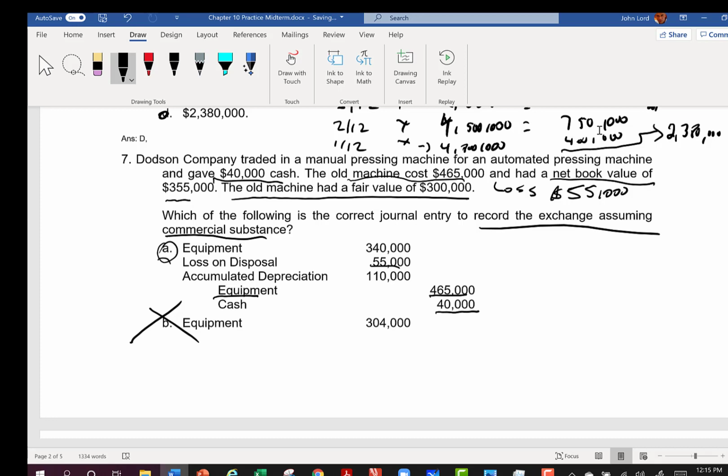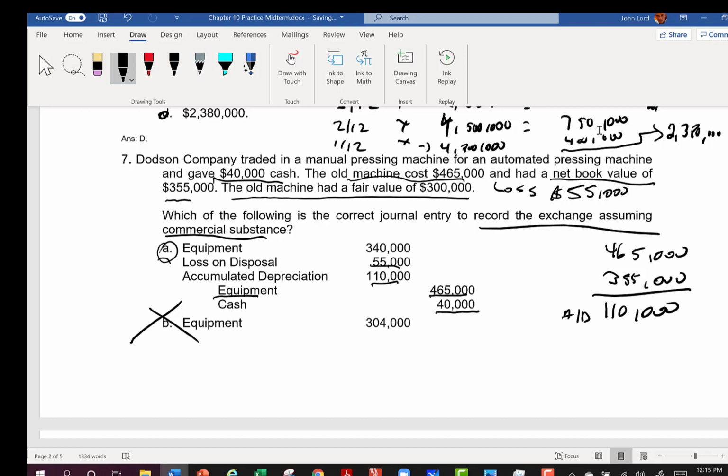Then what? And this isn't exactly the order we did it when we were going through the lecture, but this question's a little different than the way we were looking at some of the things in the lecture, because here they tell me that the old machine costs $465, and they tell me that it had a book value of $355. That's 110. So that must be the accumulated depreciation, right? Book value is 355, cost is 465. That means the accumulated depreciation has got to be 110.